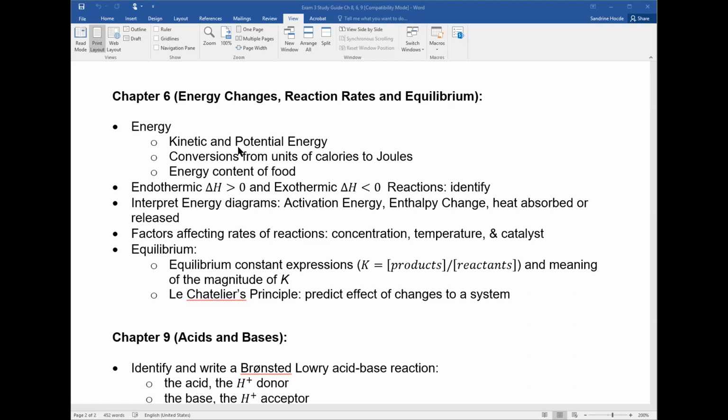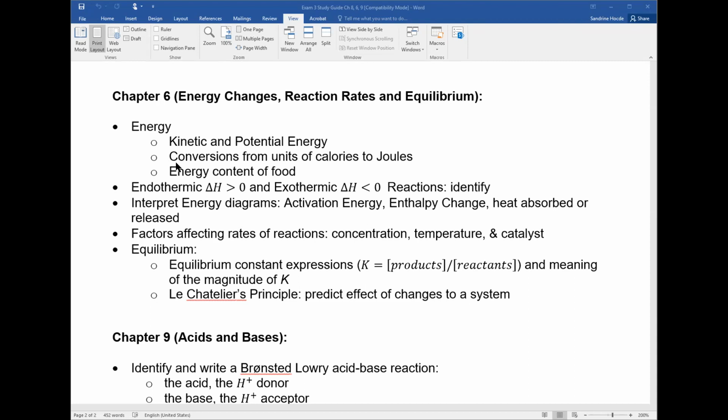In the case of chemical bonds, we call that chemical potential energy. It's energy that is stored in bonds. So that's potential energy there. There's energy stored in bonds. So you need to be able to convert energy from one unit of energy to another.